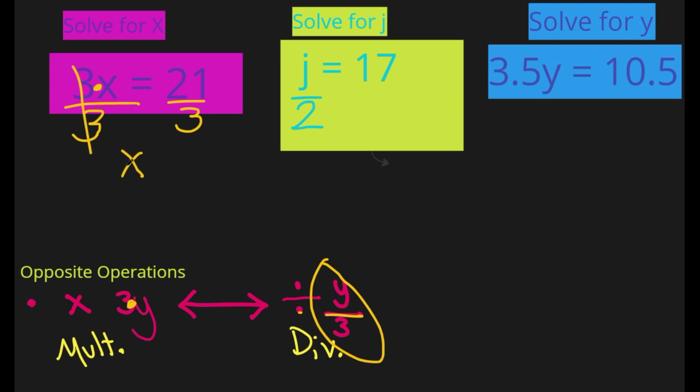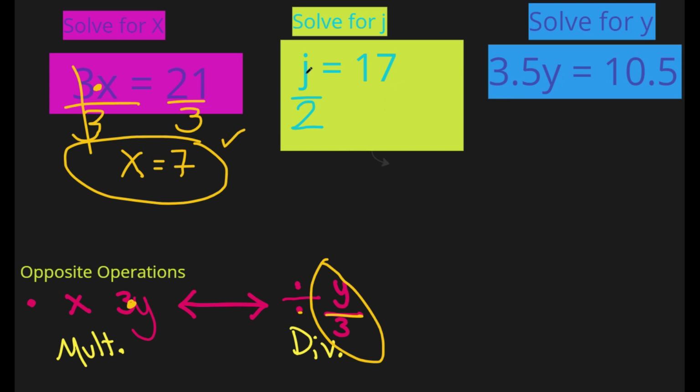I could write 1x, but the 1 is there. It's understood. I like to keep it invisible when I can. And 21 divided by 3 is 7. I have my answer. Yay. I can go take that 7, plug it back in. Is 7 times 3 21? Yes, it is. I did good.